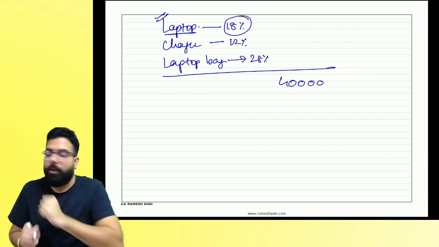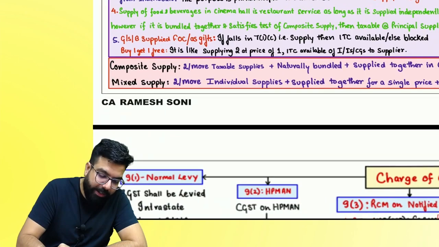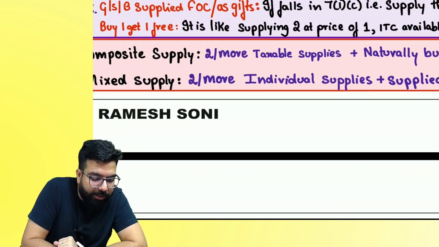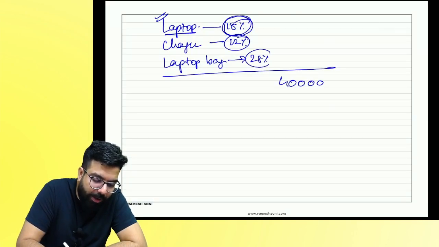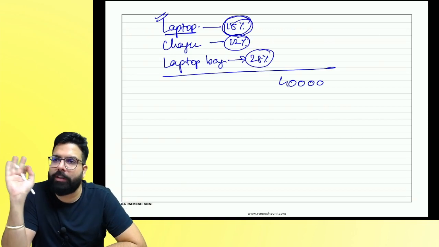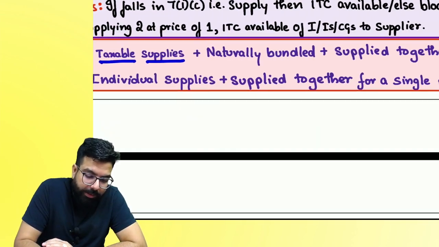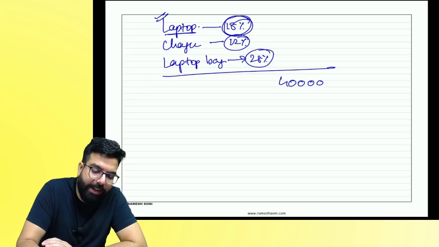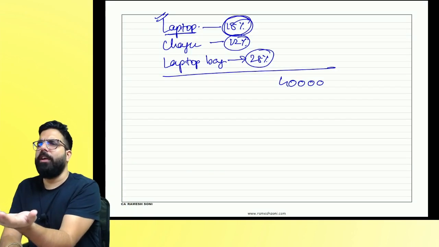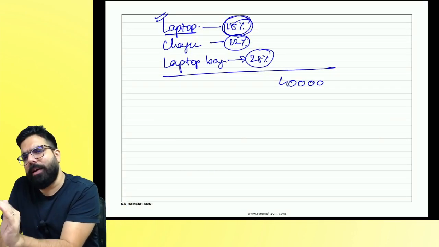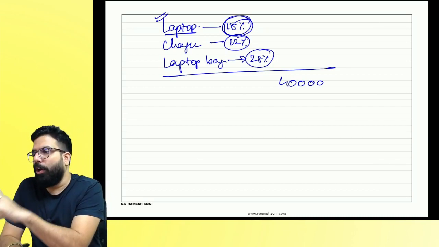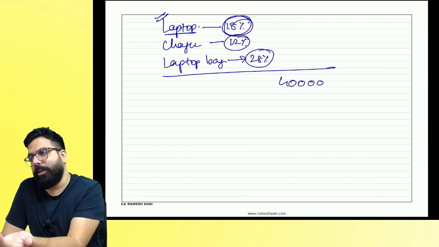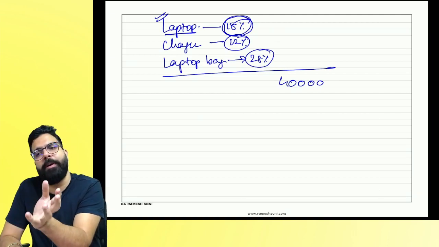They have given one definition. I've written the definition over here. Composite supply means two or more taxable supplies. Are they all taxable supplies? Is there a tax on all the supplies? Yes. They are naturally bundled. Naturally, when you buy a laptop, you will get a charger and bag. Naturally, when you buy a phone, along with the phone, you will get a charger. Do you guys agree with me? So it's a natural bundle? Yes.